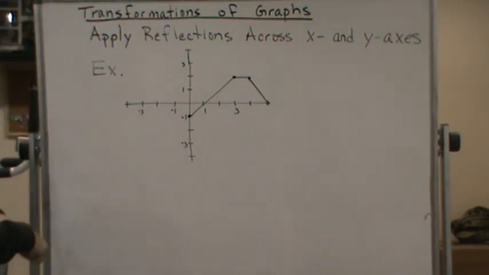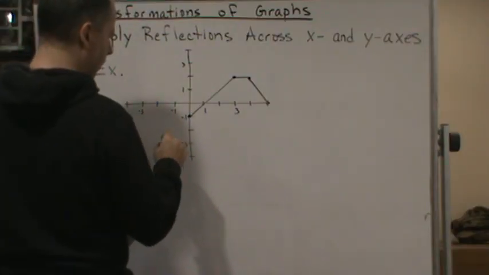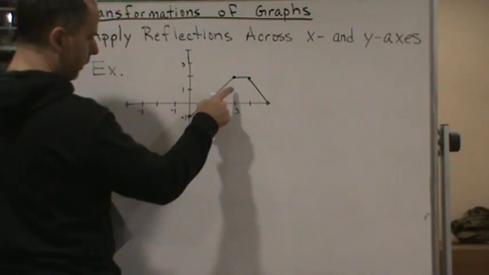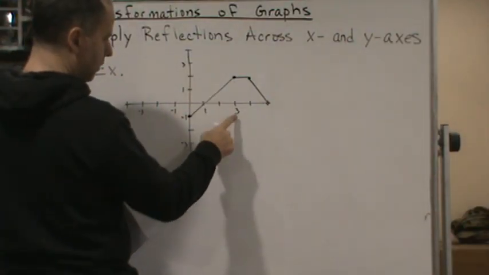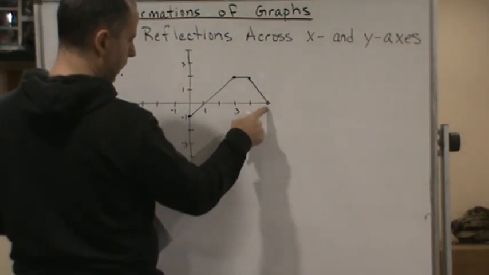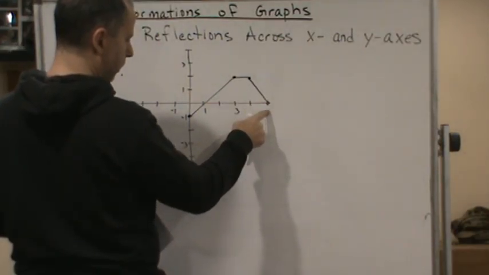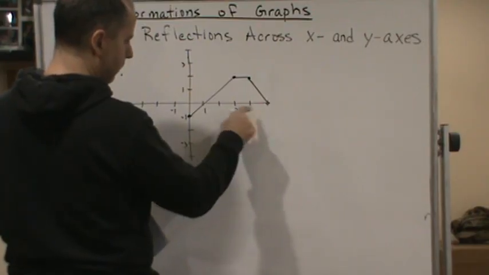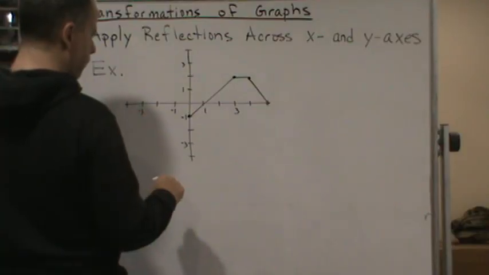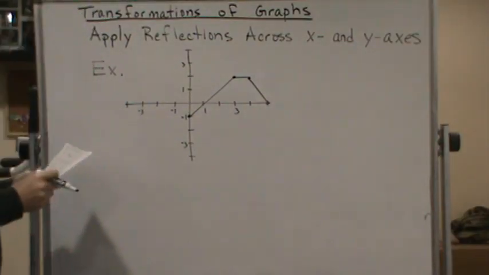So we've got this graph, okay? And so this point here is at (0, -1). This point here is at (3, 2). And then the next point here is at (4, 2). And then the last point here is at (5, 0). Okay? And so what we're going to do is we're going to do reflections.